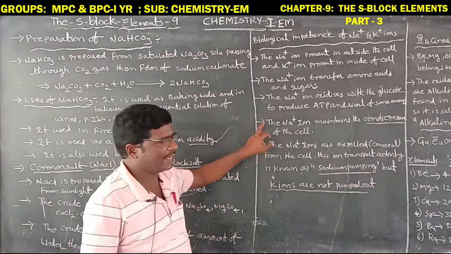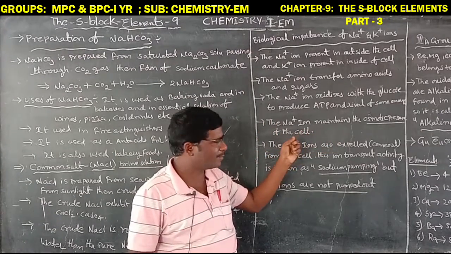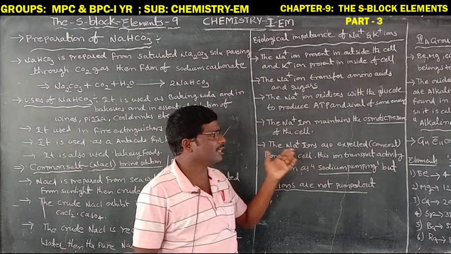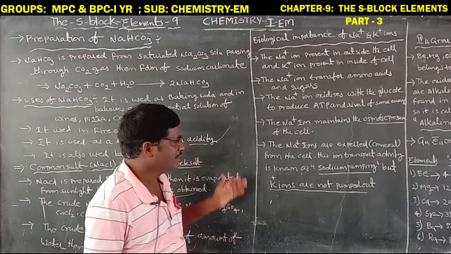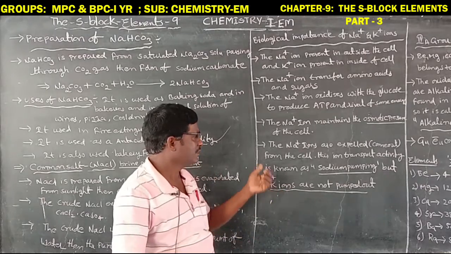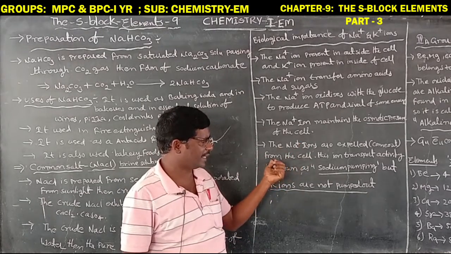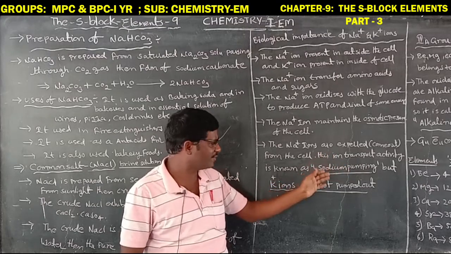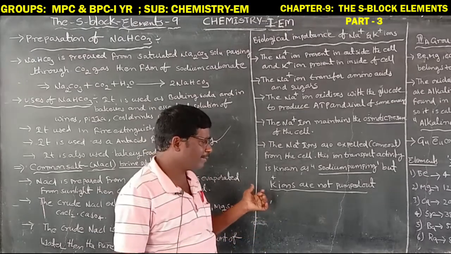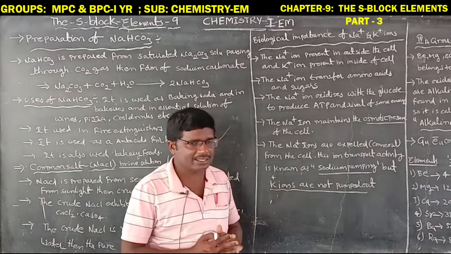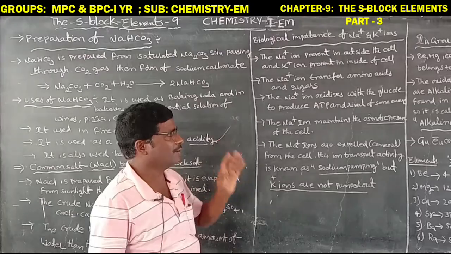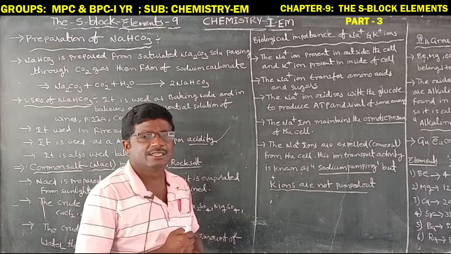Next, another one, the Na+ ion maintains the osmotic pressure of the cell. Next, another one, the Na+ ions are expelled, that is, they come out from the cell. This ion transport activity is also known as sodium pumping. But K+ ions are not pumped out in the sodium pumping activity. That is the biological importance of Na+ ion and K+ ion.